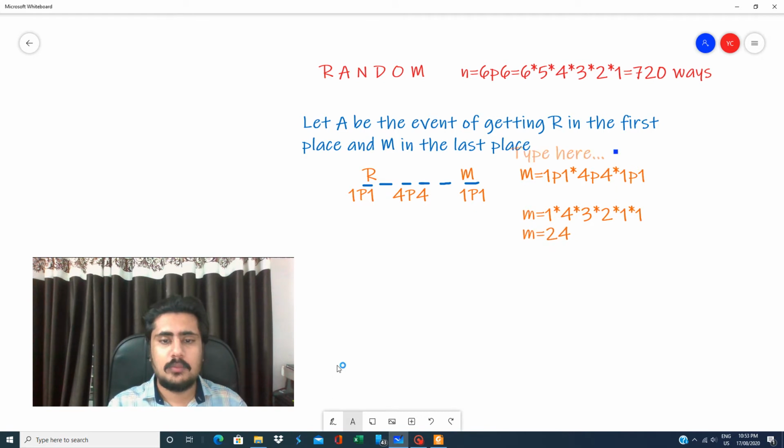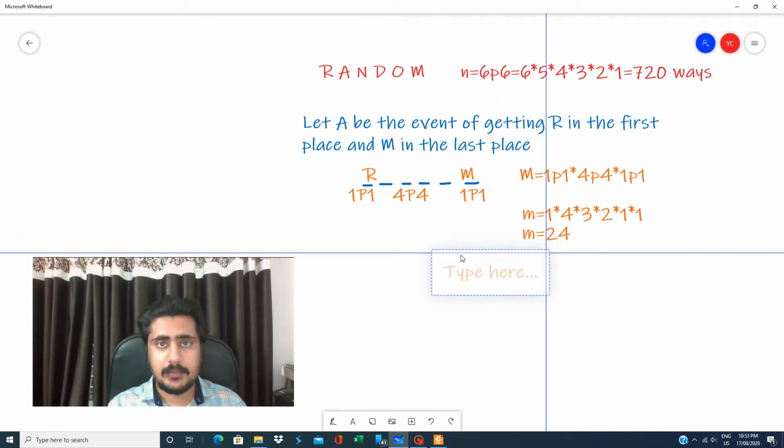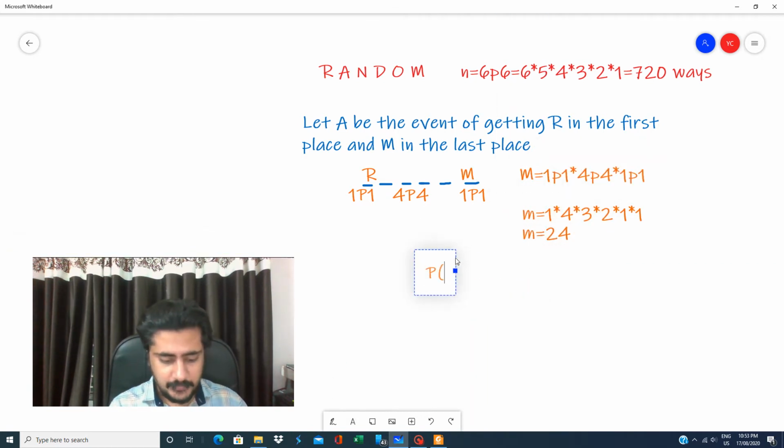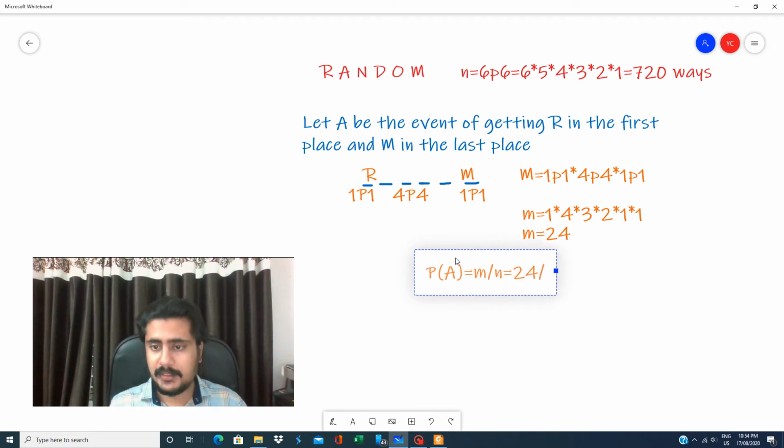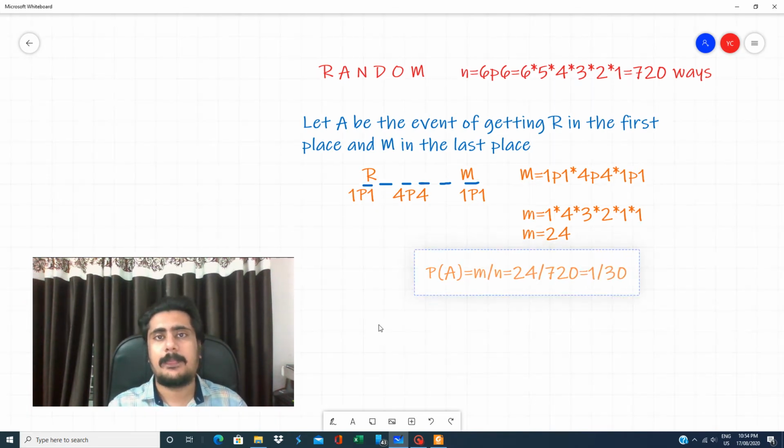So what is the probability? Probability is m upon n, that is 24 by 720, which is 1 by 30.